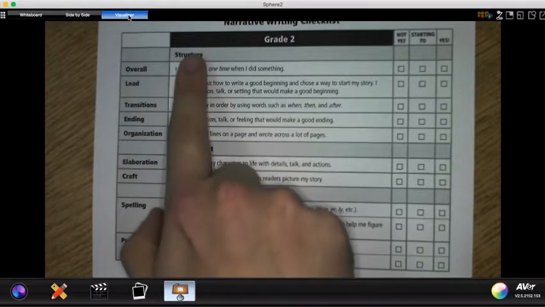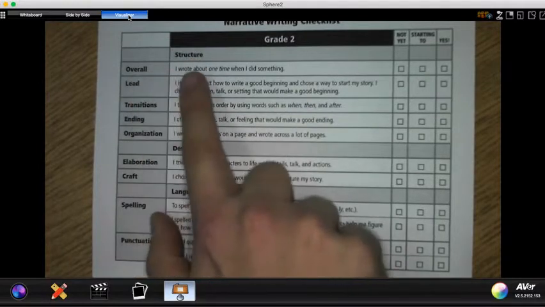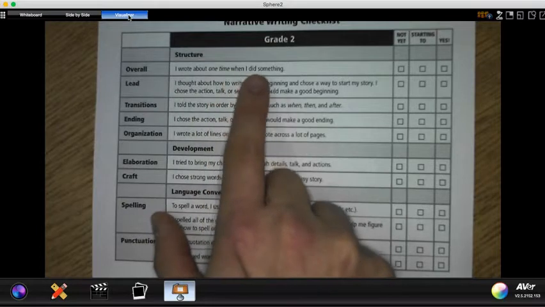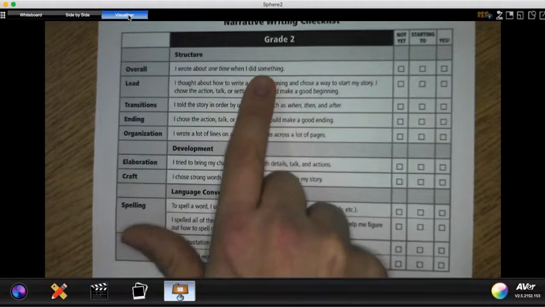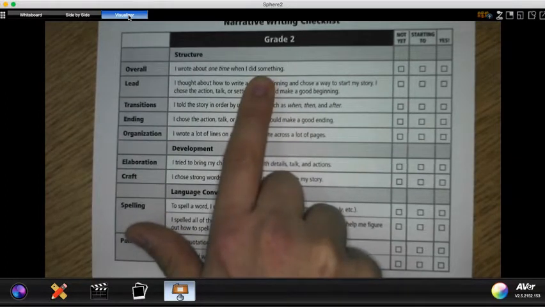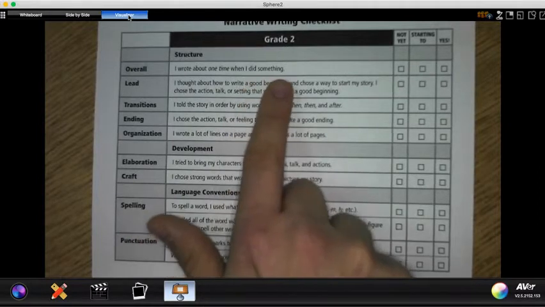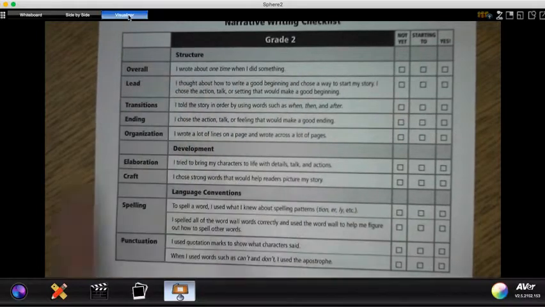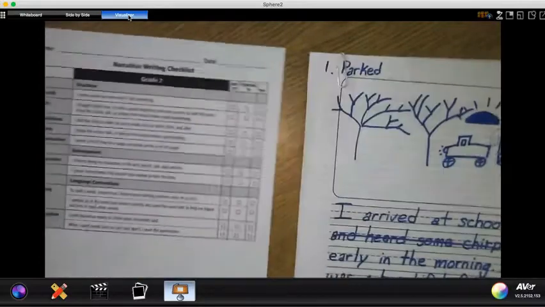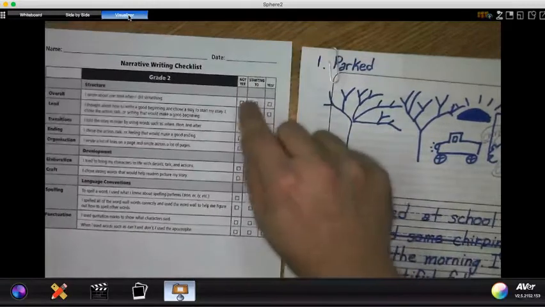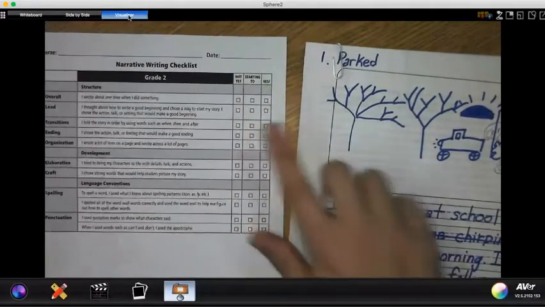Overall, we're looking at the structure of your writing. Overall, I wrote about one time when I did something. This is really important because that tells me that this is a narrative story, not an informational piece about something that you know how to do. It's not a piece of poetry or anything else like that. We have to make sure that this is a narrative piece of writing. Like you are going to do in a little bit, you're going to have this narrative checklist on Seesaw. Let me just pull that up a little bit. There we go. You're going to have a piece of writing out right in front of you, and you're going to be checking off on Seesaw if you did these certain things in your writing.